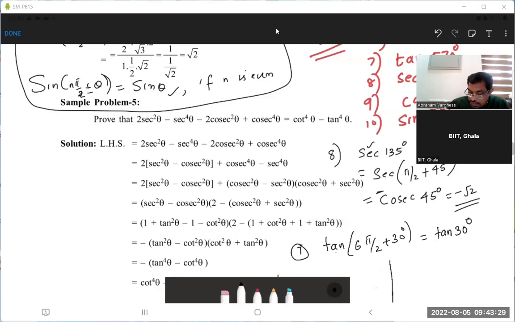Now look at the quadrant. This is 1 into 90, 2 into 90, 3 into 90, 4 into 90, 5 into 90, 6 into 90. So 6 into 90 will be here, and plus means it will be in the third quadrant. In the third quadrant, what is tan? Tan is positive in the third quadrant. So it will be tan 30, equal to 1 upon root 3. Yes, the answer is correct.